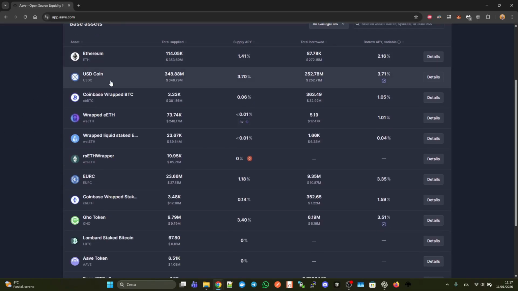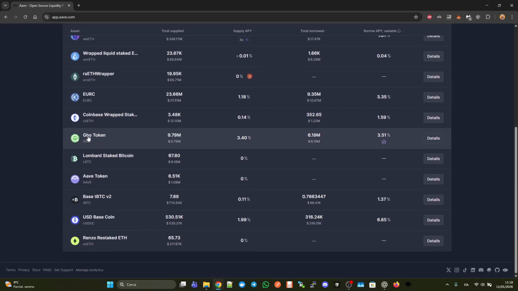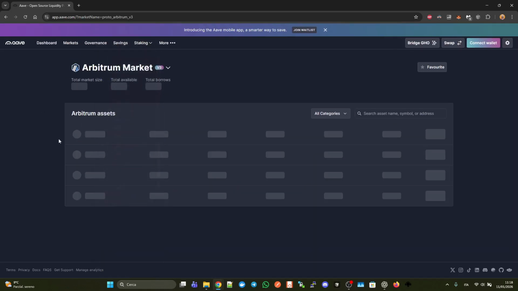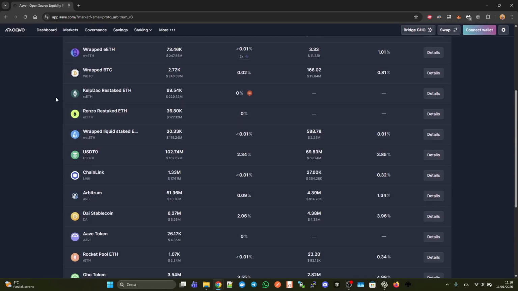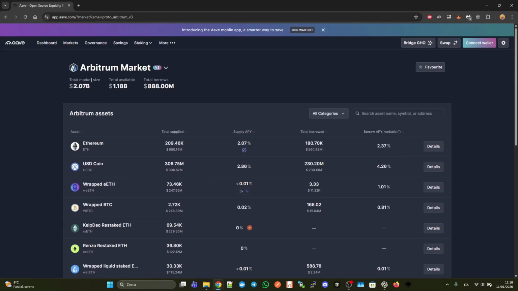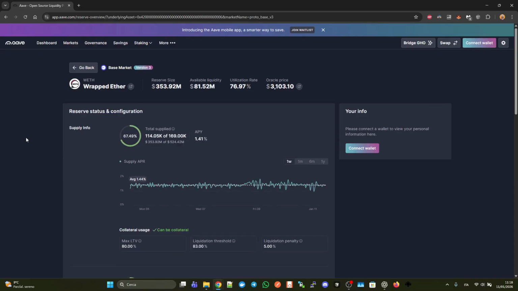You can deposit, for example, Ethereum, USDC, EURC, GHO, which is a stablecoin of Aave, and the Aave token. There are a bunch of tokens. If you go to another network, for example Arbitrum, you have other tokens that are supported there, for example USDT0, or Chainlink, that may not be supported on the other chain. Nevertheless, let's say that we want to deposit Ethereum. So we go here.